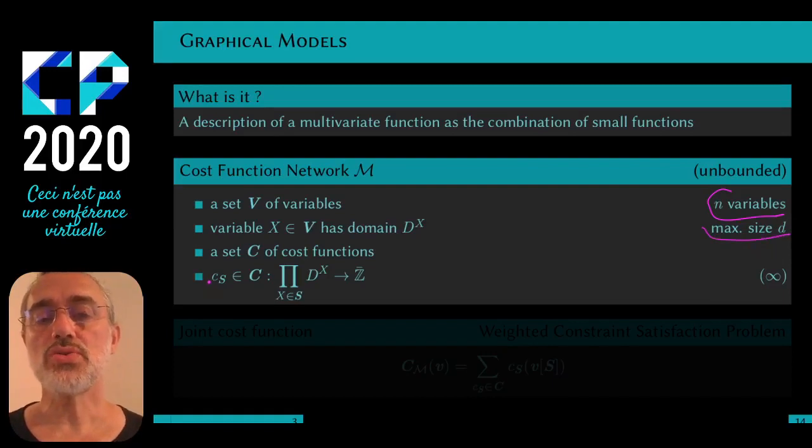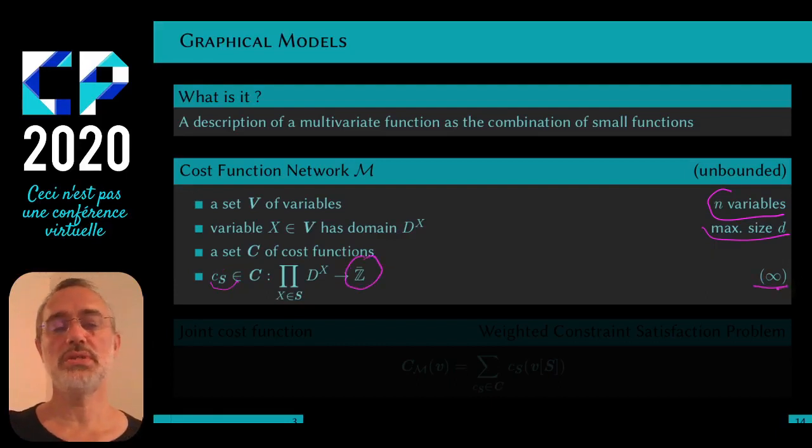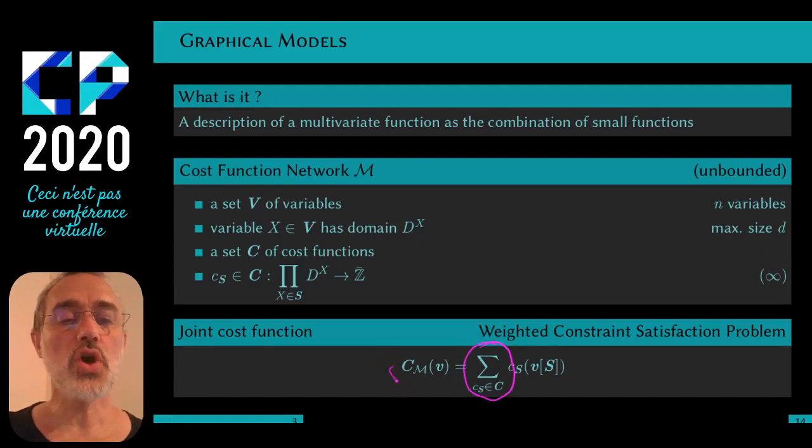Each cost function has a scope S, which is a subset of V, and essentially maps tuples over S to an integer cost, which can be infinite. Infinity is used here to capture constraints. Infinite costs are non-authorized. And by taking the sum of all those small cost functions that have a scope, you define a joint cost function, and minimizing this cost function is a so-called weighted constraint satisfaction problem.